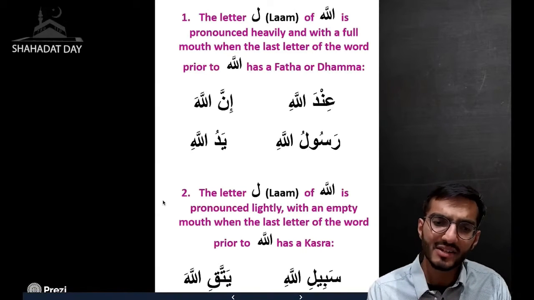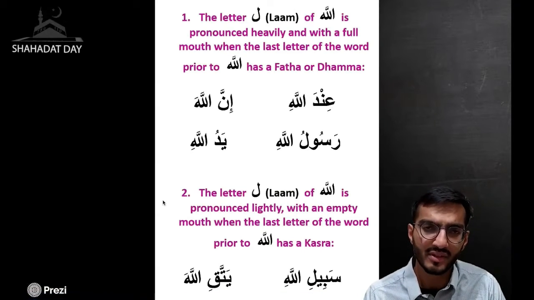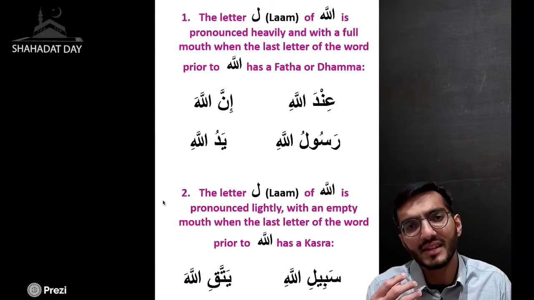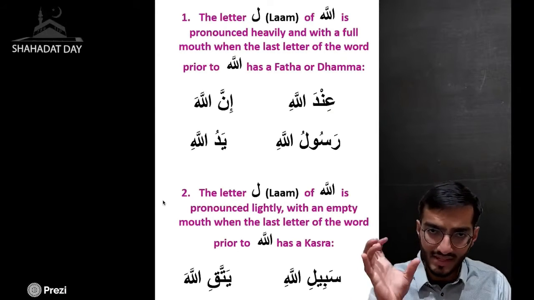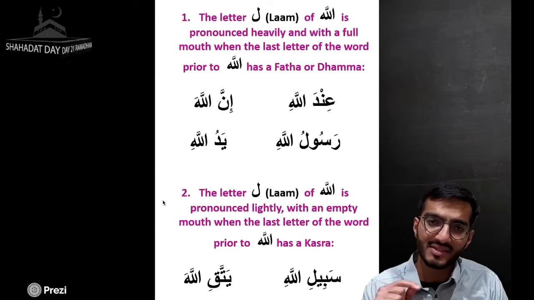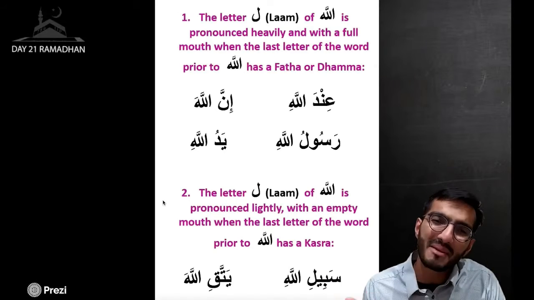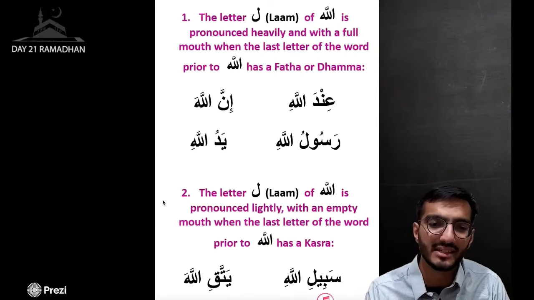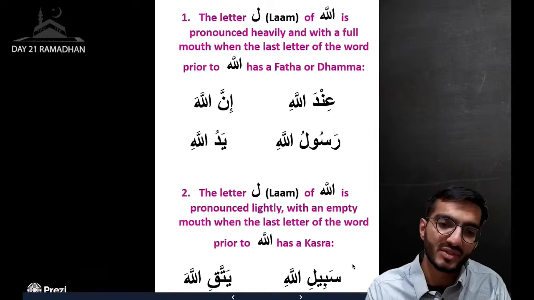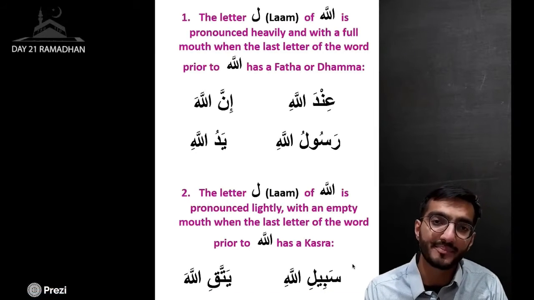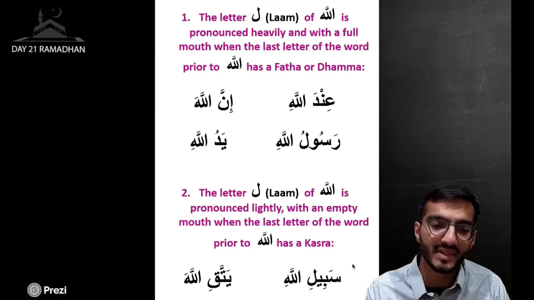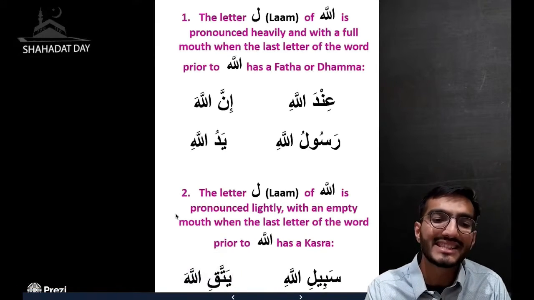And then the second rule for the Lam of Allah is, if the letter preceding the Lam of Allah has a kasra, then the Allah is pronounced with an empty mouth. It's pronounced lightly. So, for example, Sabilillah. So you see the Lam has a kasra. So it's not Sabilillah. Sabilillah. Or this one, Yattaqillah.